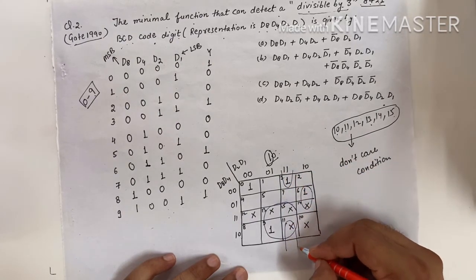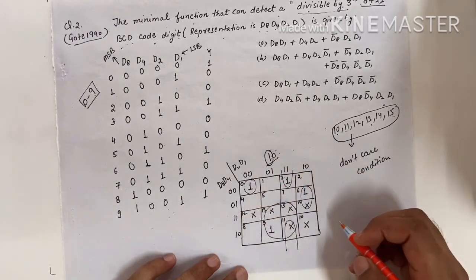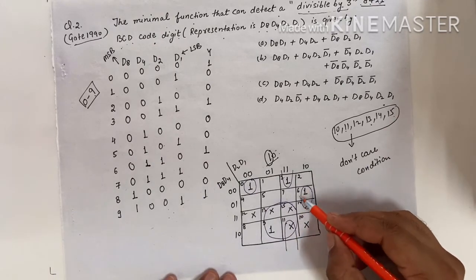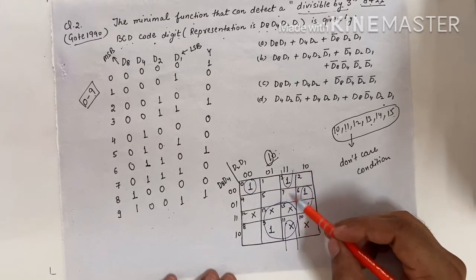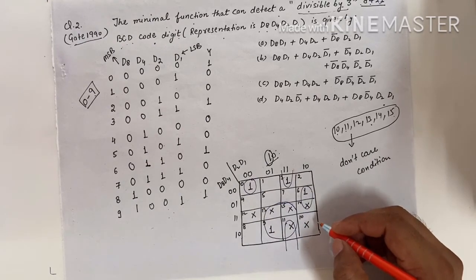Okay, we have to group this one. And this one is single, so we have to make a single grouping. So there are 4 groupings. First is the octet grouping, this is a doublet grouping, this is a doublet grouping and this is a single grouping. Then we have to write the Boolean expression.